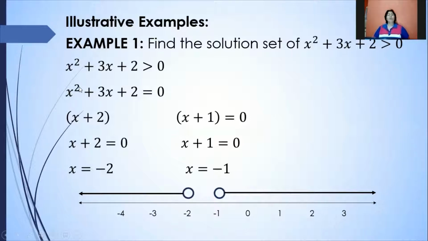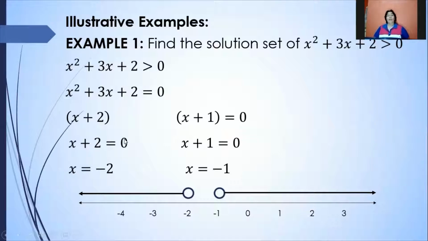The factor of x squared is x times x. The factor of 2 is 2 times 1. But you have to check the middle term, which is 3. See to it that the middle term is equal to 3 using the FOIL method. Let us check. 2 times x is equal to 2x. x times 1 is equal to x. 2x plus x is equal to 3x. Therefore, our factors are correct.